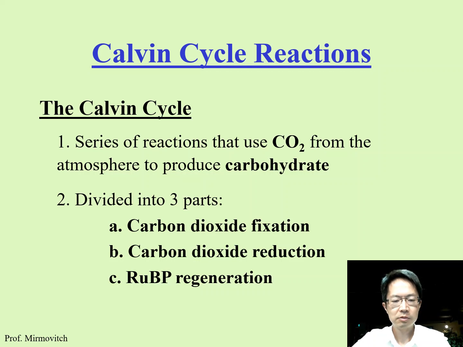Okay, we repeatedly talk about this, but the Calvin cycle is divided into three parts. This is important: carbon dioxide fixation, carbon dioxide reduction, and then RuBP regeneration. So we'll go through these three parts one by one.